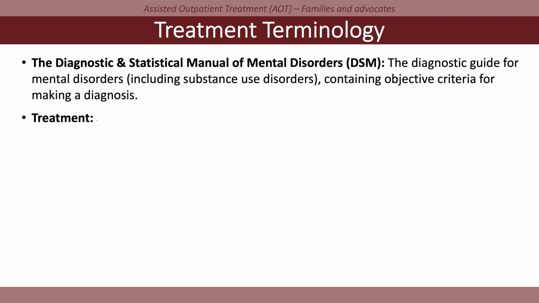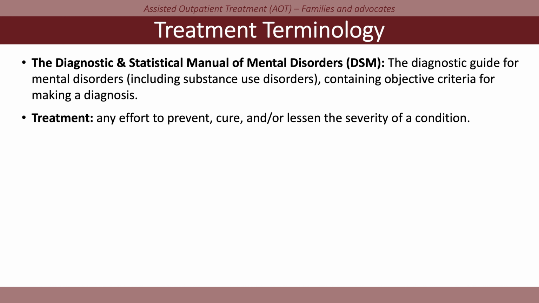Treatment. When we talk about treatment broadly, we're referring to any effort to prevent, cure, and/or lessen the severity of a condition. Sometimes we'll break this down and talk about prevention, which is a form of intervention to try to prevent something, right? Sometimes our treatments will be of someone that has a chronic condition like schizophrenia, and our efforts are no longer to prevent it or cure it, but rather to help the person lessen the severity of that condition or manage the associated challenges that come along with that illness.